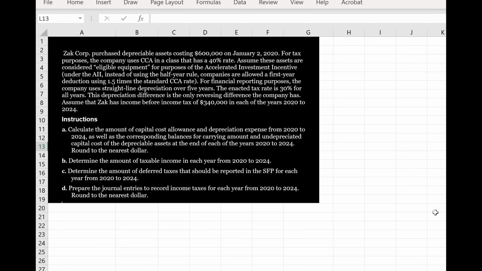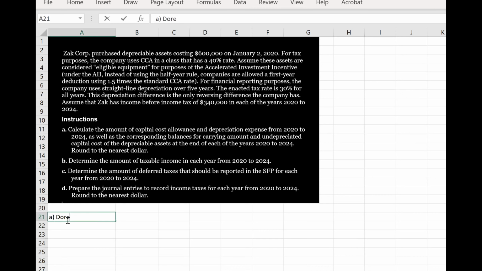Assume that Zach has income before income tax of $340,000 in each of the years 2020 to 2024. And the first thing we're asked to do is calculate the amount of capital cost allowance and depreciation expense from 2020 to 2024, as well as the corresponding balances for undepreciated capital cost at the end of the years 2020 to 2024. Okay, so let's do that.